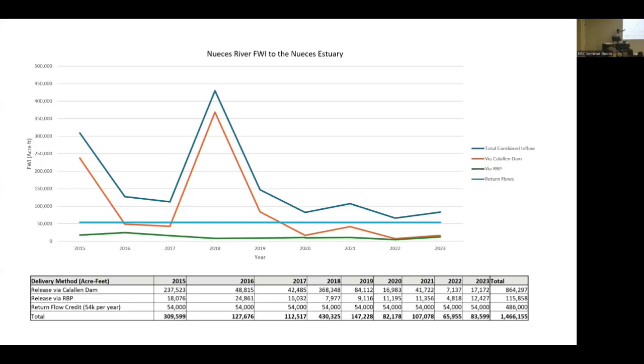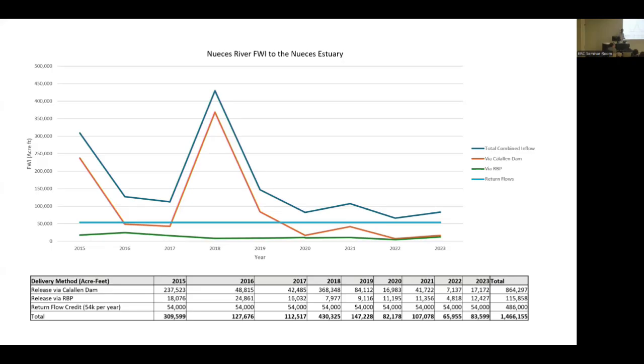And so you can see in 2015 and 2018, very wet years. I think we had in 2018 something like 180 days of water spilling over the dam. But since then, we have not met that 150,000 acre-feet target of inflow to the estuary, which was established by the agreed order. And so that is an important thing to understand as we talk about loadings and water quality issues in the Nueces Tidal.